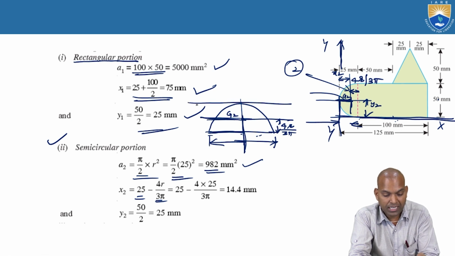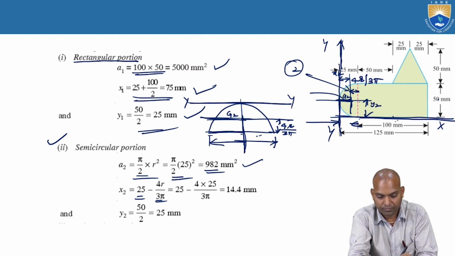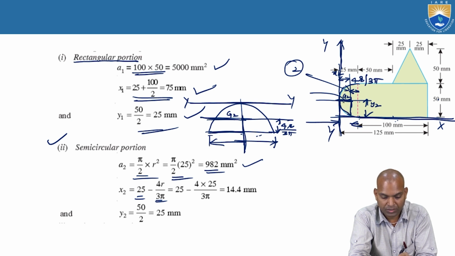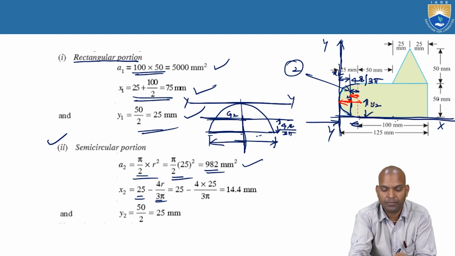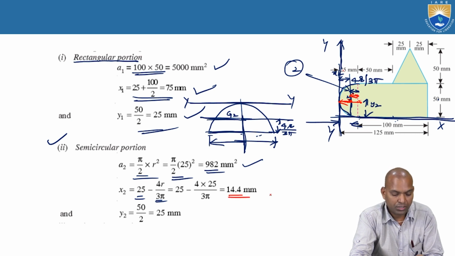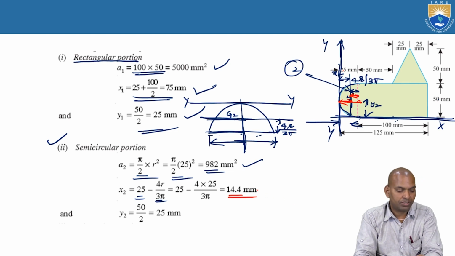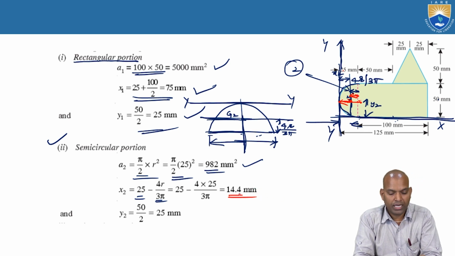But our reference axis here is YY, vertical. This is the YY portion. This is the reference axis. We want the distance from this. We know this distance is 4r by 3 pi. That means 25 minus 4r by 3 pi, that is 14.4 millimeters. Okay, this distance is 14.4 millimeters.